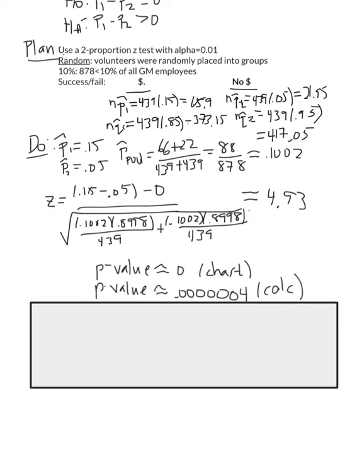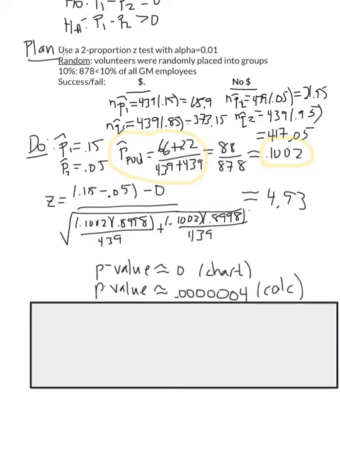Two proportion z-test is unusual because, remember, we assume that the proportions are equal. We have to pool their proportion. So how we do that is we take our successes from both groups and add them together, and we're going to divide by the total from both groups. And it should give us a new combined p-hat of about 0.1102.